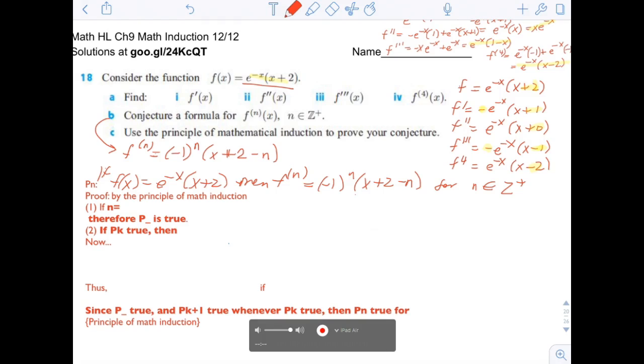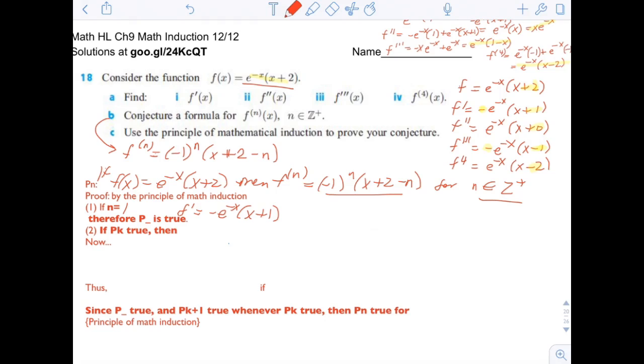So of course the first thing we're going to do is set n equal to 1, because that's the first index, and then we'll have f of 1 is equal to negative e to the negative x, x plus 1, like we calculated above, right? And let's check the formula. So that's the left-hand side. And the right-hand side is going to be negative 1 to the 1, x plus 2 minus 1. Let's see if that's right.